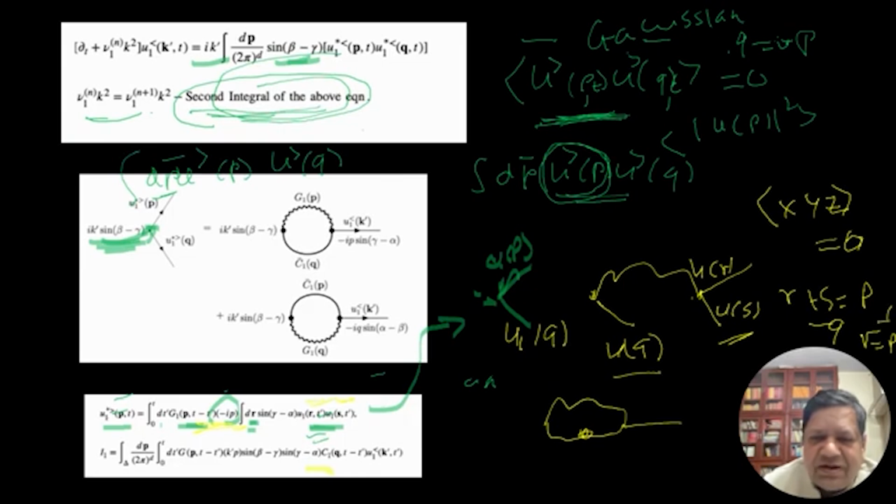P plus q is k. So the u of r becomes u of k, and k is in the u less regime. So we are looking at wave numbers to the left of k_n. Okay, so that is what we got.